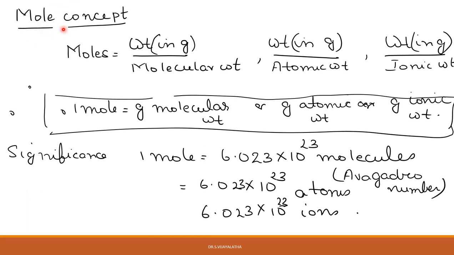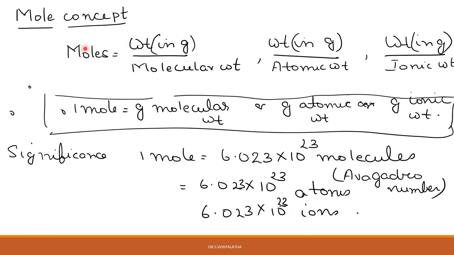To understand molarity and molality, we have to understand the mole concept. Mole is one of the important ways in which the amount of a chemical may be expressed. It is significant because 1 mole of any compound, whatever be the compound, will contain 6.023 x 10^23 molecules, which we call the Avogadro number. Similarly, 1 mole of any element will contain 6.023 x 10^23 atoms, and 1 mole of any ion will contain 6.023 x 10^23 ions.